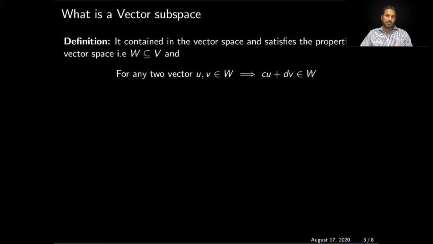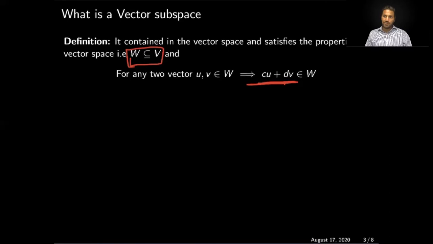Or in other words, mathematically, for a set to be a vector subspace, the first thing is that it has to be a subset of some other vector space. And the second property is that it satisfies closure: if you take any linear combination of any two elements of W, it stays in W. So this is the formal definition of a vector subspace.